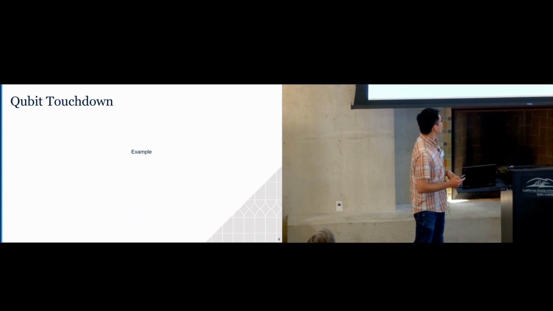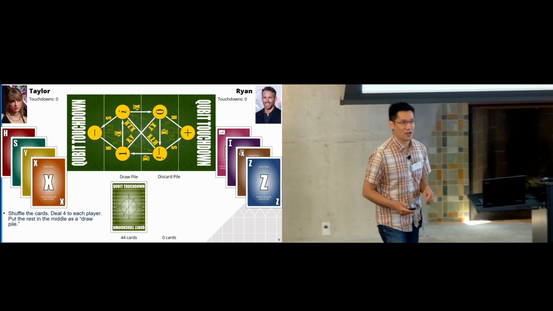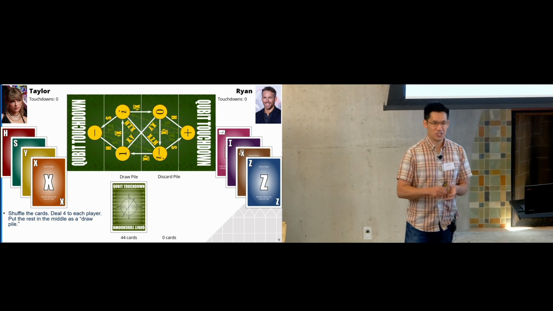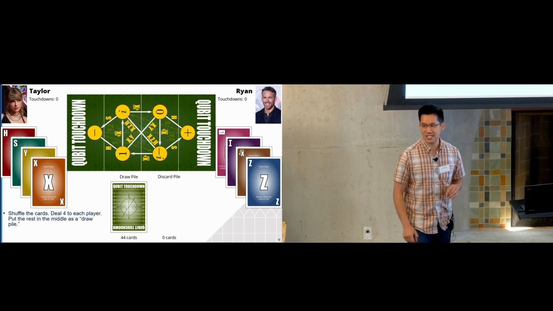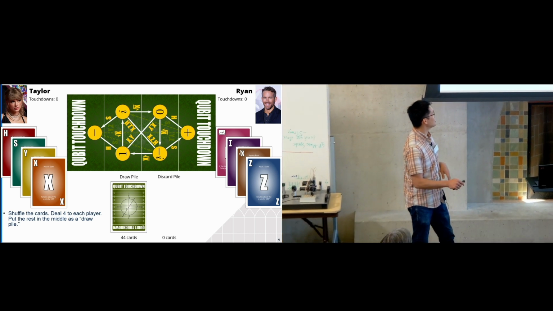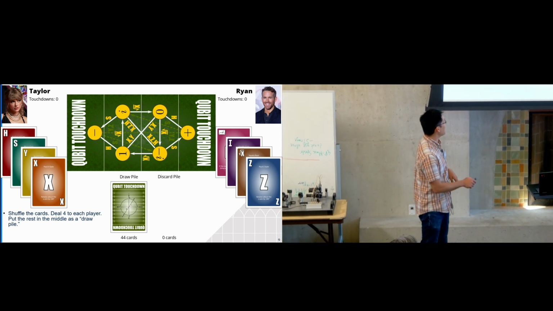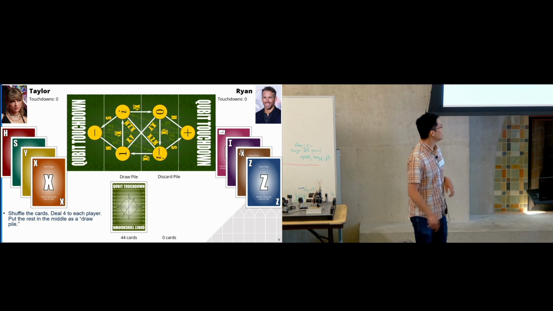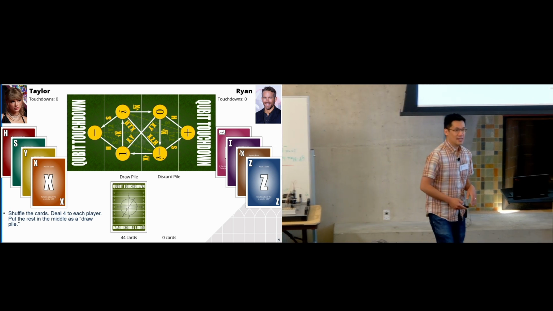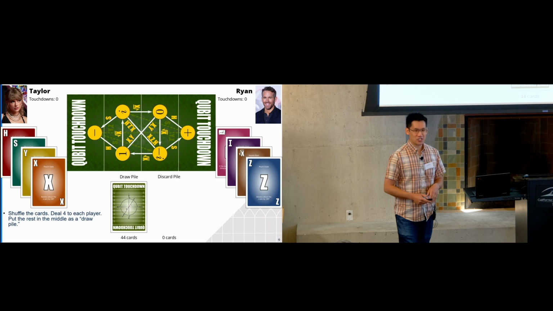Let me dive a little bit deeper by giving you a concrete example. So there's 52 cards. You shuffle them, and then you hand out 4 cards to each player. So here's Taylor's cards, and here's Ryan's cards. And you put the remaining 44 cards as a draw pile somewhere in the middle. OK, so in football, you start off by kicking off.